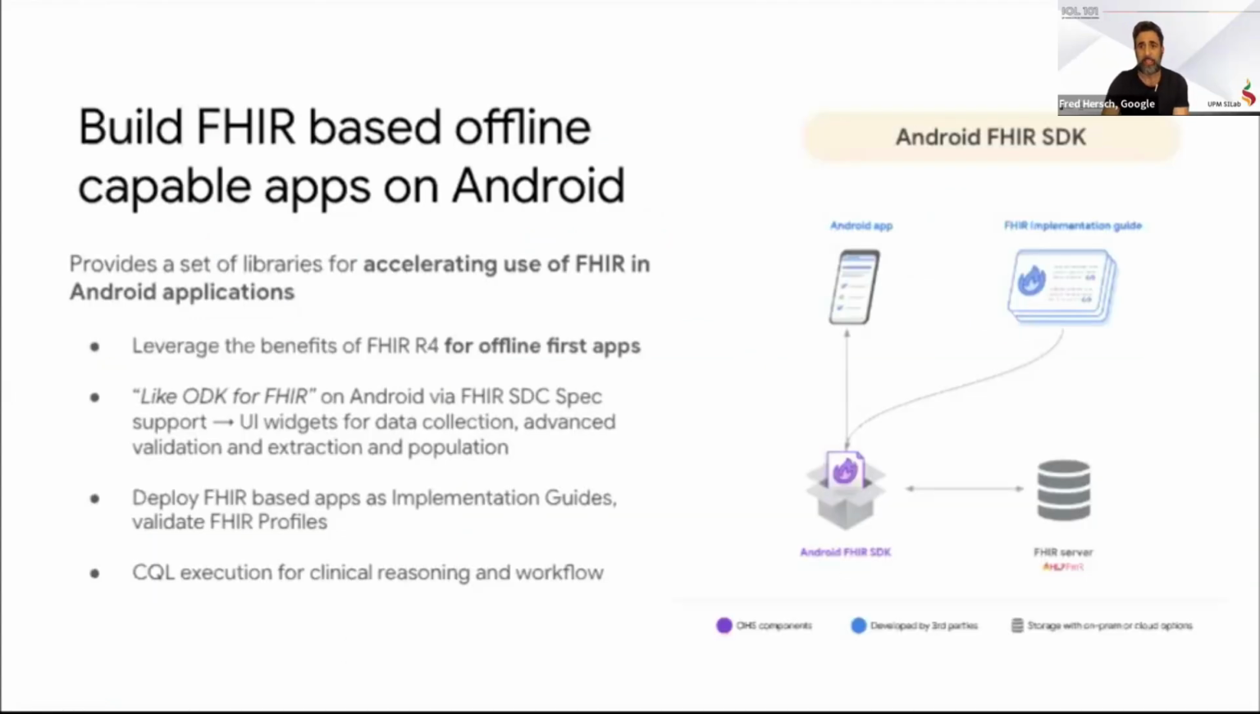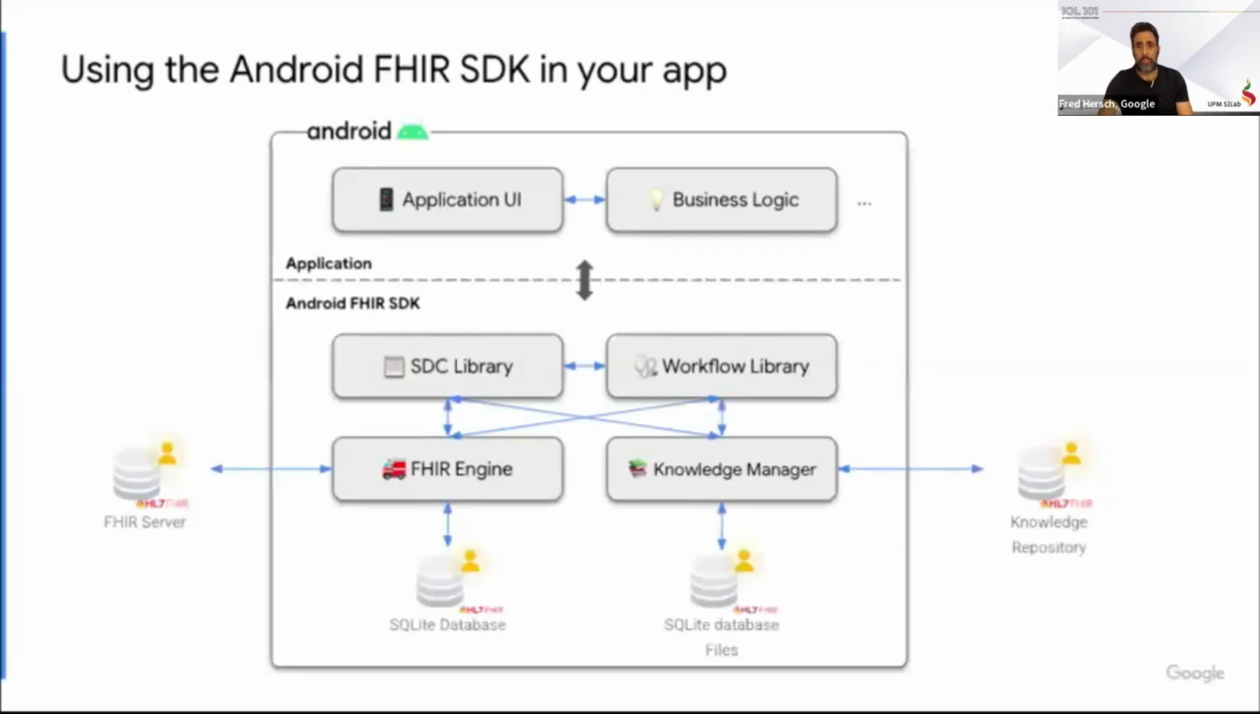The Android FHIR SDK is really what it says on the box. It's a software development kit that makes it possible to build FHIR-based offline capable apps for Android. Right? So this is a set of libraries that makes it much easier to work with FHIR. At the moment, it supports FHIR R4. So the Android FHIR SDK is made up of these 4 different libraries.